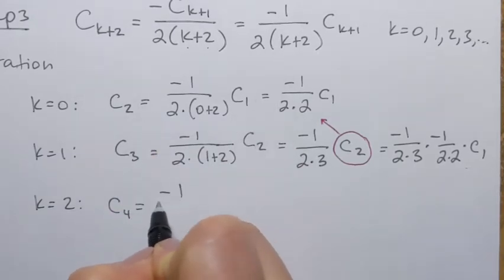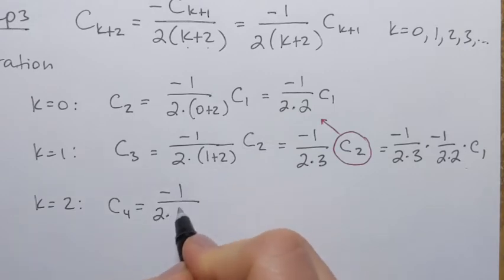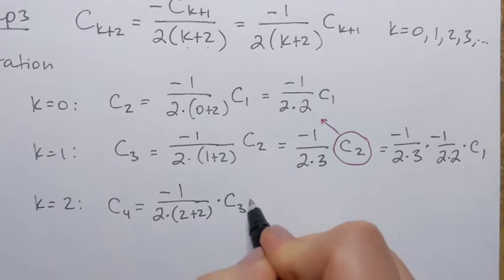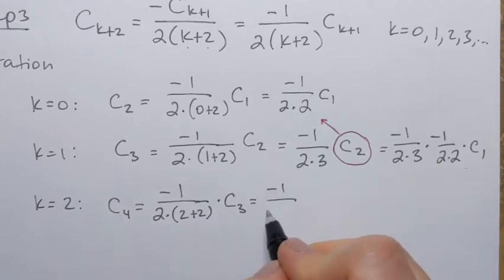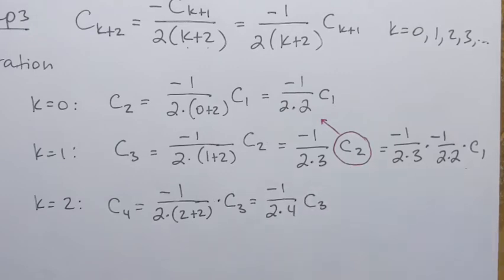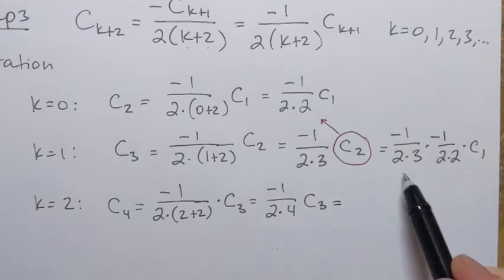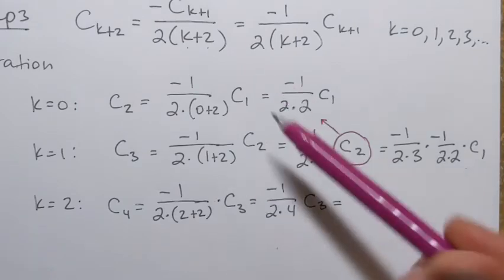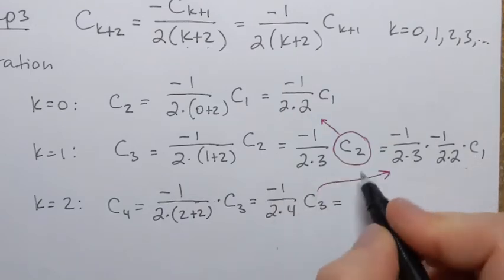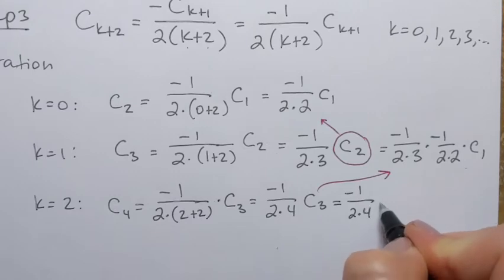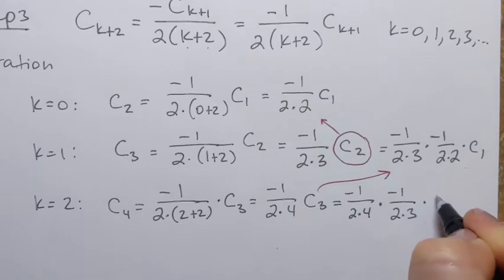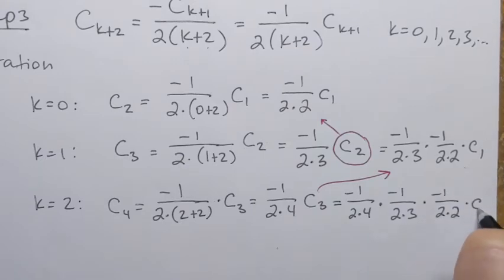-1 over 2 times. So here I have 2 plus 2 times c sub 3. That's -1 over 2 times 4 times c sub 3. Now, c sub 3 we got in the previous step. Here it is. That's all c sub 3. So I'll have this factor, -1 over 2 times 4. And then I'm bringing down all that. -1 over 2 times 3 times -1 over 2 times 2 times c1.